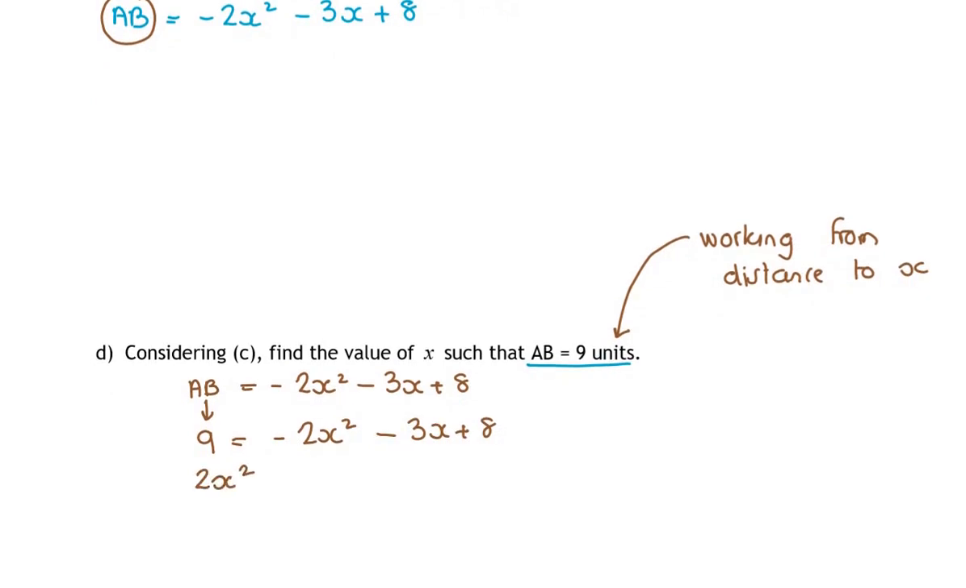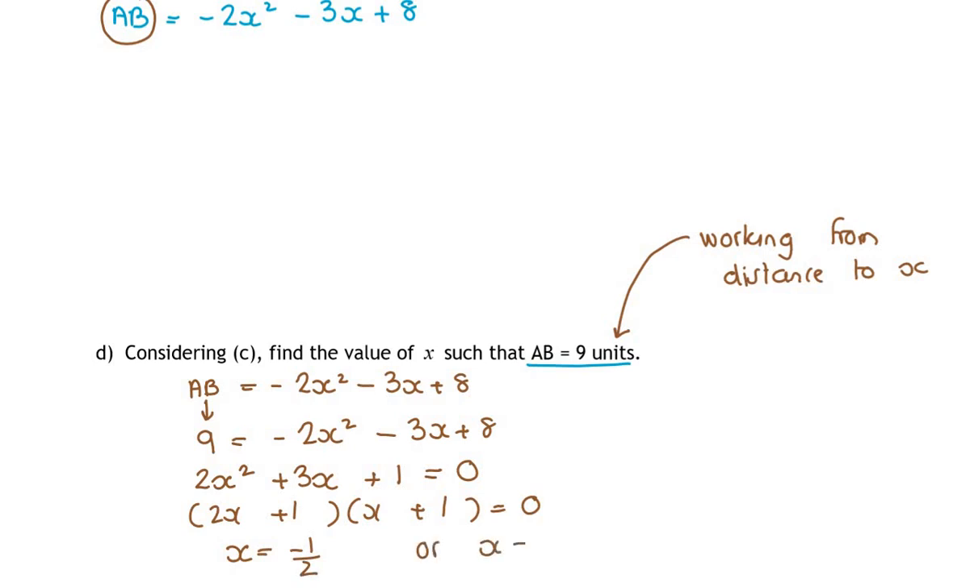So I'm going to bring all my x squares to this side. So plus 3x, and then 9 take away 8 is plus 1. This looks fairly easy to factorize. So I'm going to get x plus 1 and 2x plus 1. So I get that x is equal to negative a half, or x is equal to negative 1, and at those two places the distance will equal 9 units.